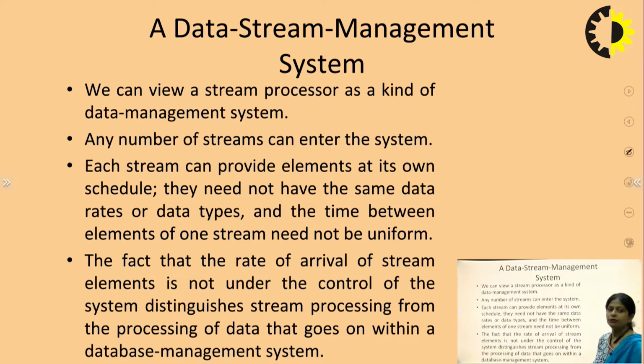So, now we will be discussing a DSMS, that is a data stream management system, right? How the data streaming is getting managed. We can view a stream processor as a kind of data management system. As we all are aware, with a traditional system, any number of streams can enter the system. Each stream can provide elements on its own schedule. They need not have the same data rates or the same data types, and the time between the elements of one stream need not be uniform. The fact that the rate of arrival of stream elements is not under the control of the system distinguishes stream processing from the processing of data that goes on within a database management system.